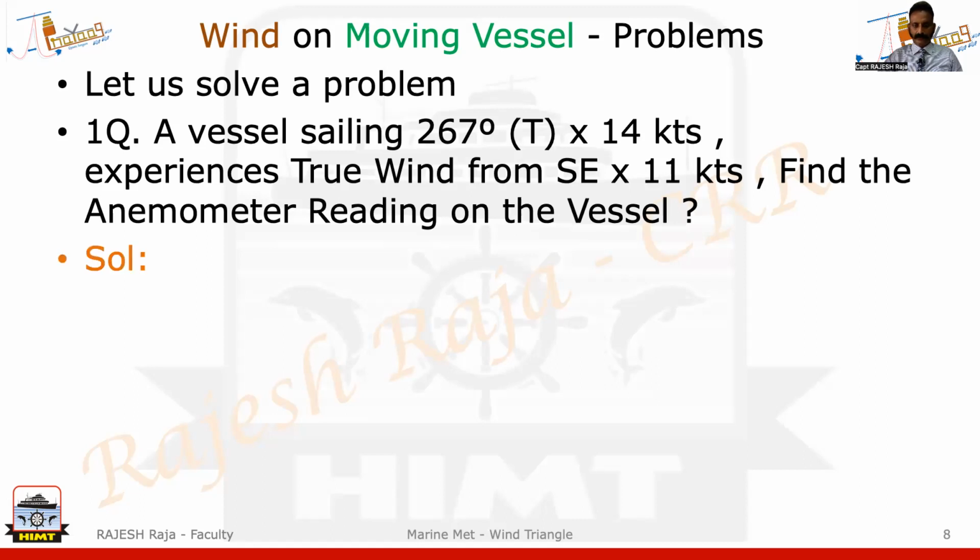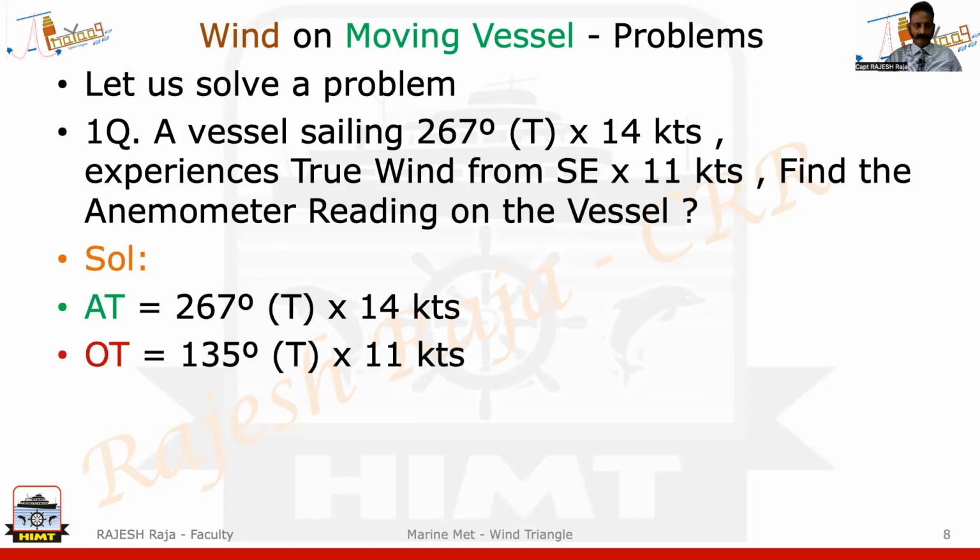So let us quickly write down first of all what is there and what is not there. It's a good way of starting a question because you should know what you have and then what you're supposed to find. So that makes a little bit more systematic and presentable approach to solve a problem. I'm writing AT, which is your ship's component, as 267 degrees, 14 knots. OT, which is your southeasterly. So the wind is coming from 135 degrees, 11 knots. I'm supposed to find OA.